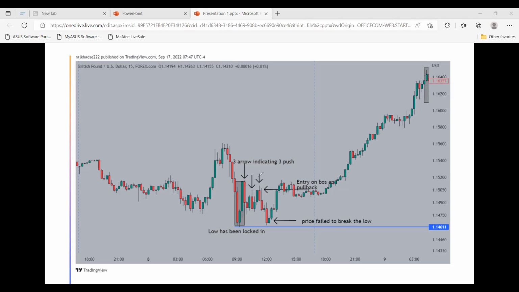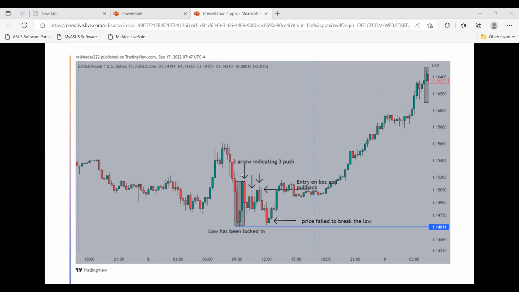Okay, so this 3 push has been done. The market broke that level, and the market again came to that level. You can enter here or here according to your comfort, and when the next day begins, it will march upside, right? So this is the correct way to do it.